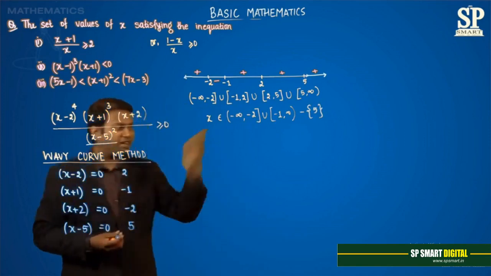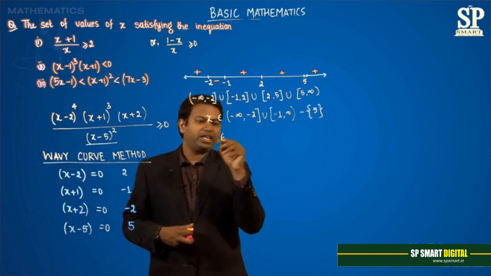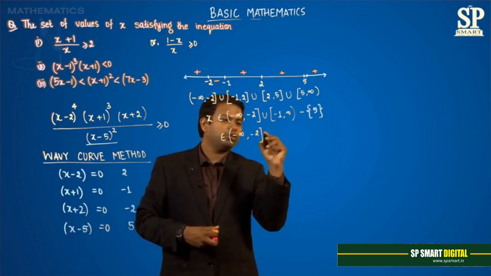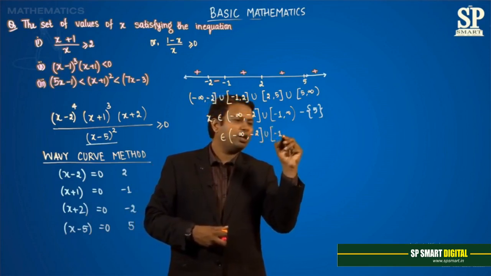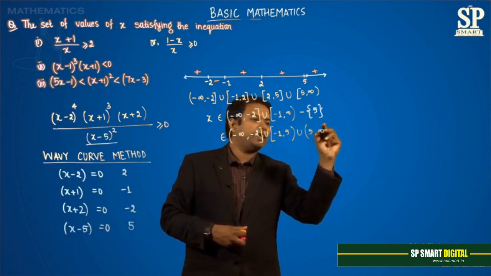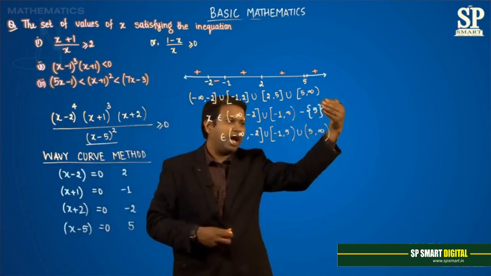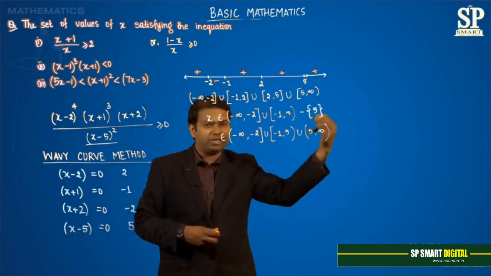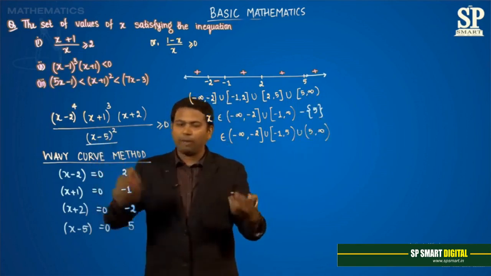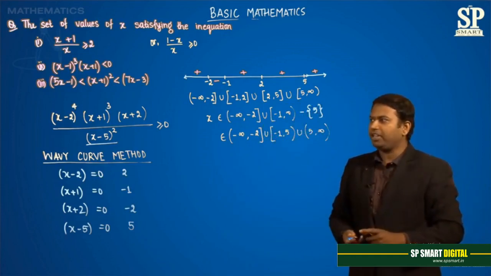So this is how we can write the answer, or if we want to write it together, we can write it in the following manner as well. Minus infinity to minus 2 closed, union minus 1 to 5 open, union 5 to infinity. So this is the other way of writing the solution, and you understand that both of them represent the same solution set, and hence both of them are correct. So this is how we approach and proceed solving inequalities using the wavy curve method.